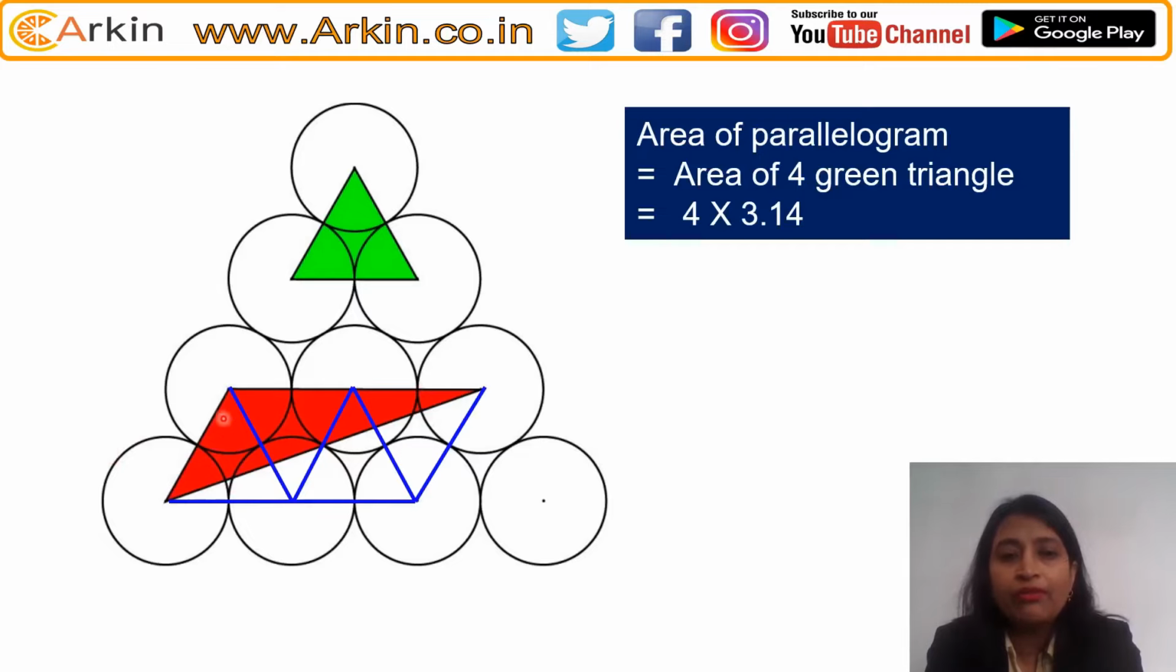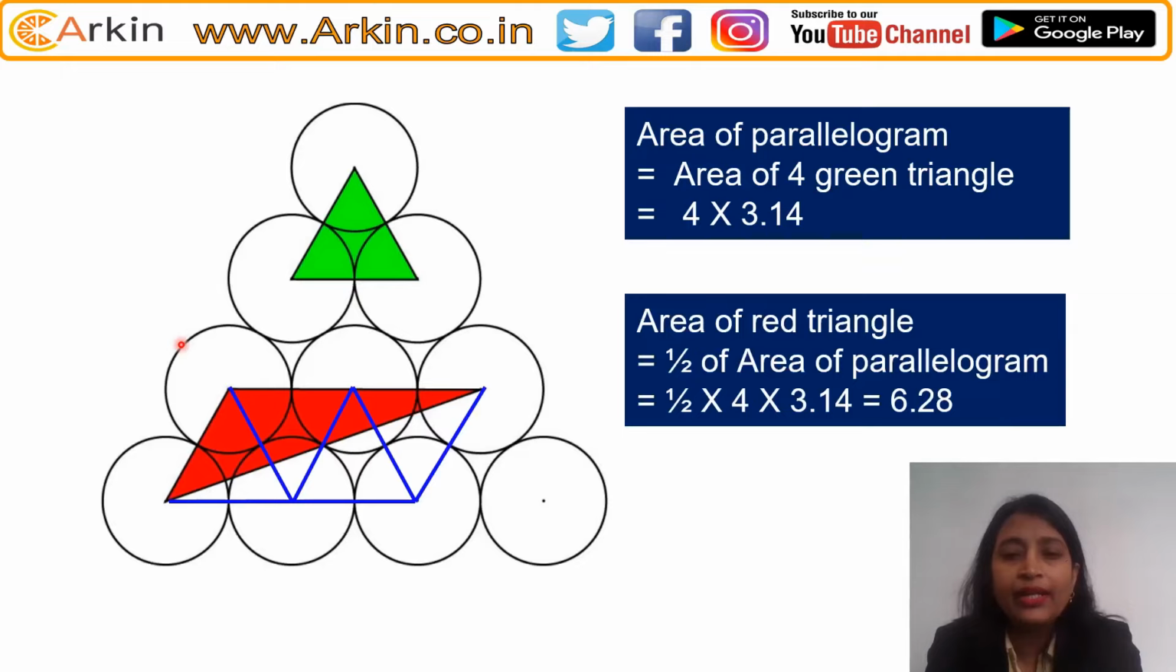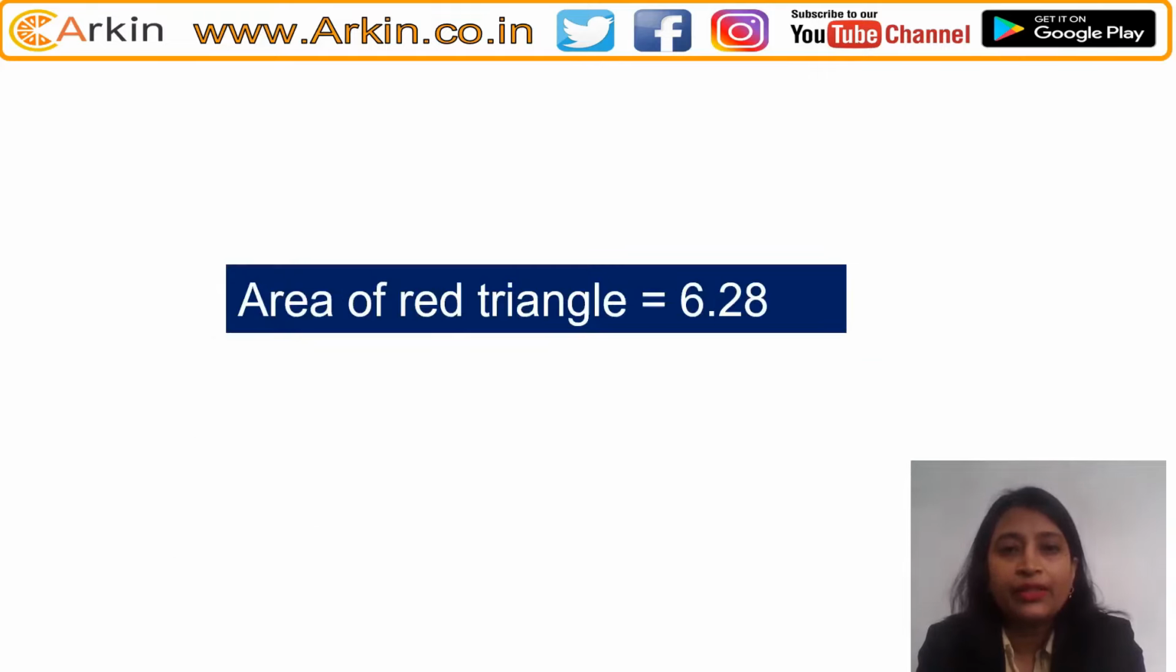So the area of this parallelogram will be the area of 4 such green triangles, right? The area of one triangle is 3.14, so 4 into 3.14. The area of the red triangle will be half of the area of the parallelogram. So half into 4 into 3.14 is 6.28. So 6.28 will be the area of this red triangle. So the answer for this will be 6.28. Area of the red triangle will be 6.28 unit square. Thank you.